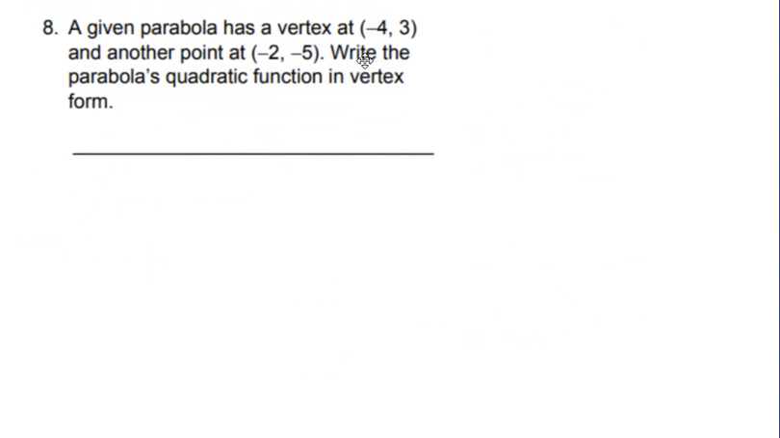Next. A given parabola has a vertex at -4, 3 and another point at -2, -5. Write the parabola's quadratic function in vertex form. Again, that vertex form is going to be f of x equals a times quantity x minus h squared plus k. To me, this one's easier because you can just use the points and you don't have to figure out what is what. So our vertex is going to be -4, 3. So for this, h is equal to -4, k is equal to 3.